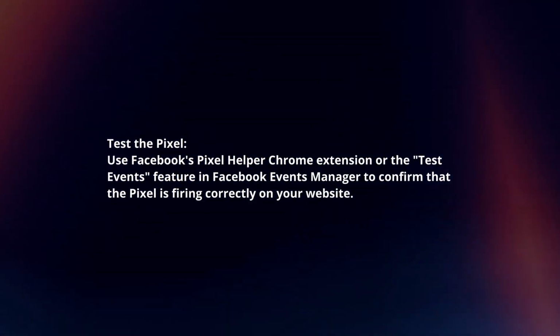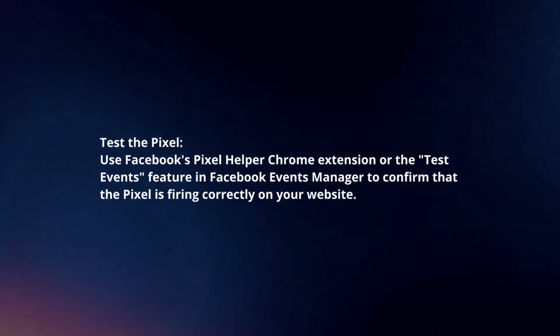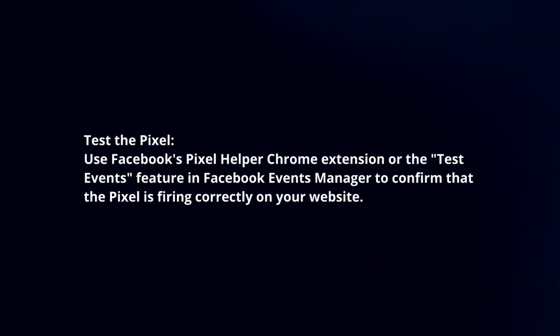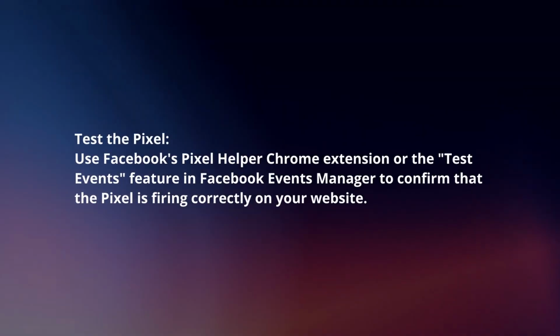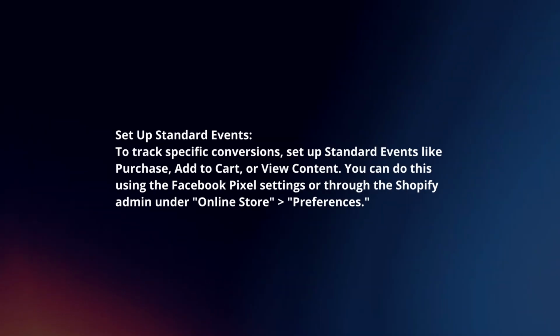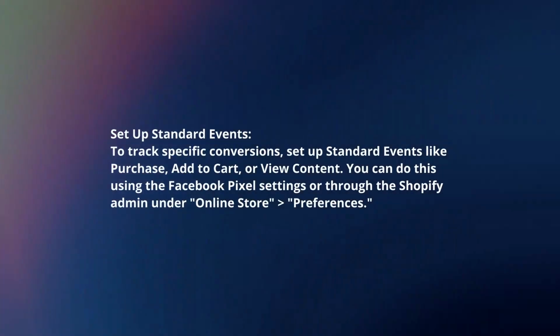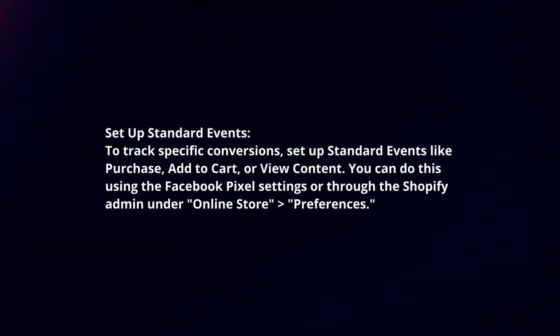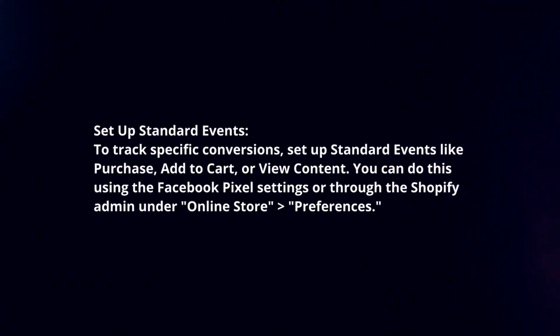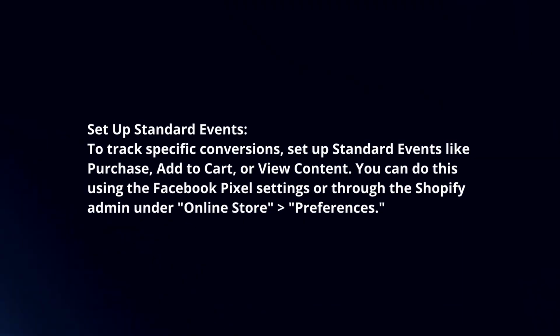Test the pixel. Use Facebook's Pixel Helper Chrome extension or the Test Events feature in the Facebook Events Manager to confirm that the pixel is firing correctly on your website. Set up standard events. To track specific conversions, set up standard events like purchase, add to cart, or view content. You can do this using the Facebook Pixel settings or through the Shopify admin under Online Store Preferences.